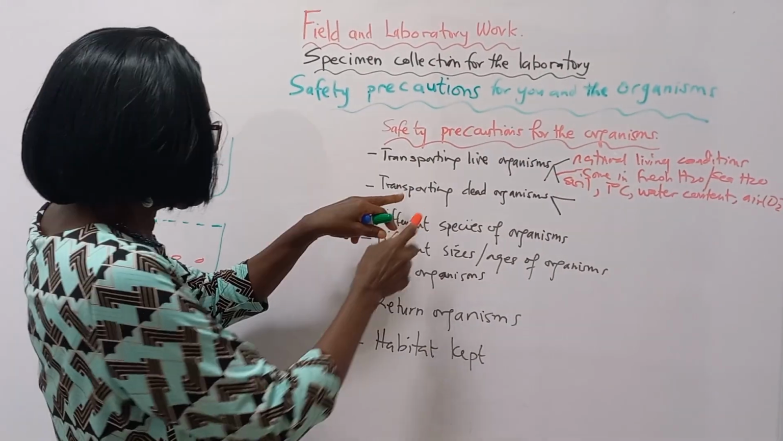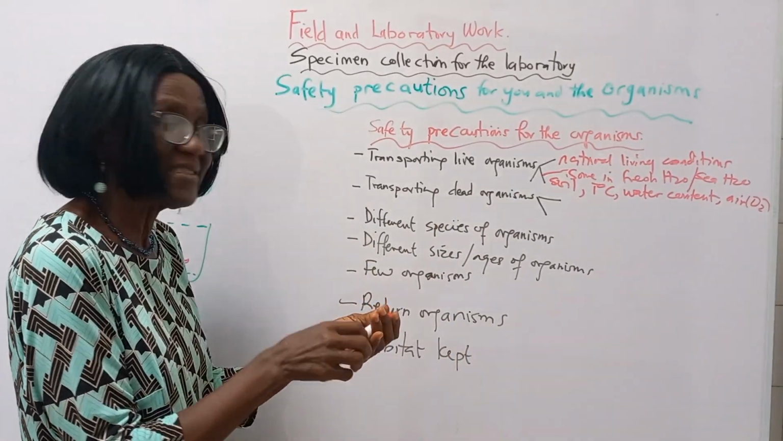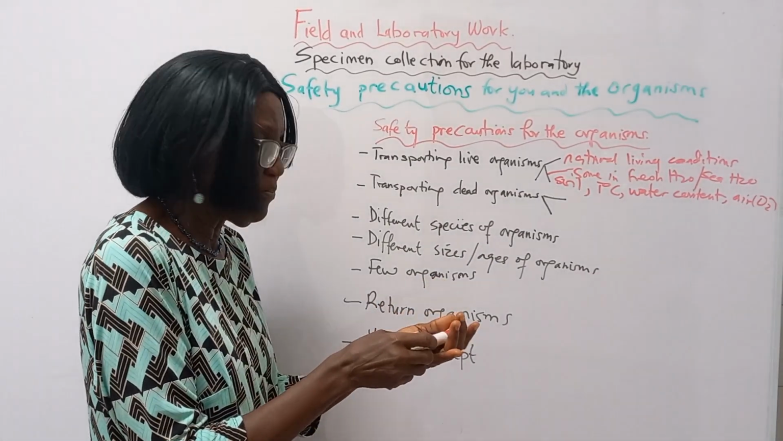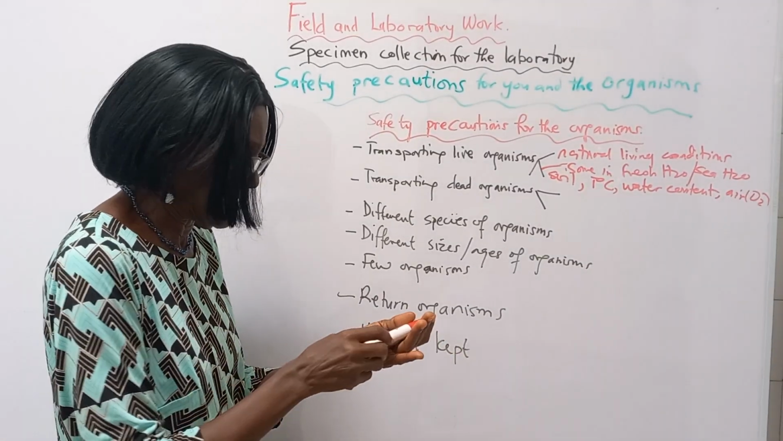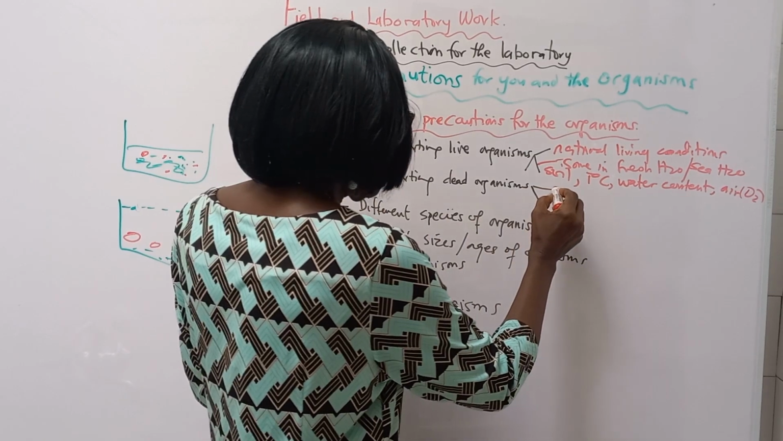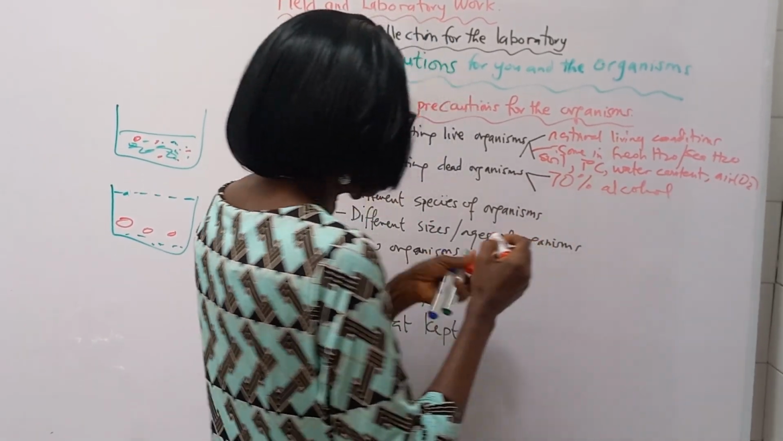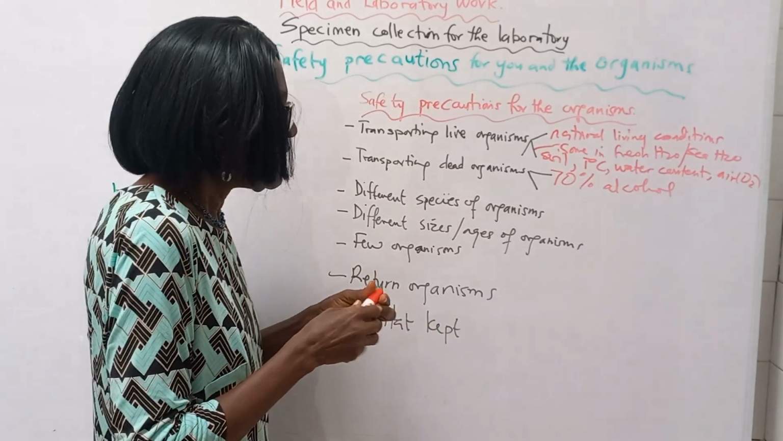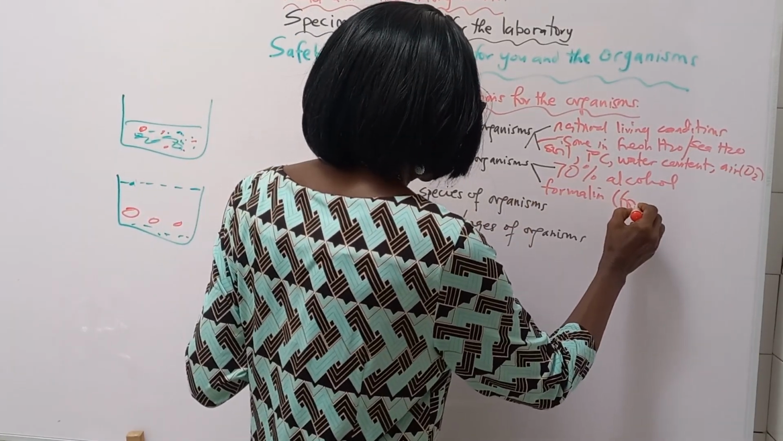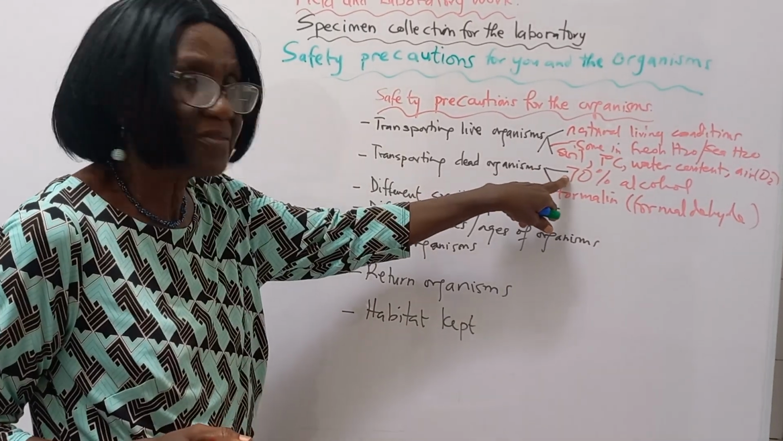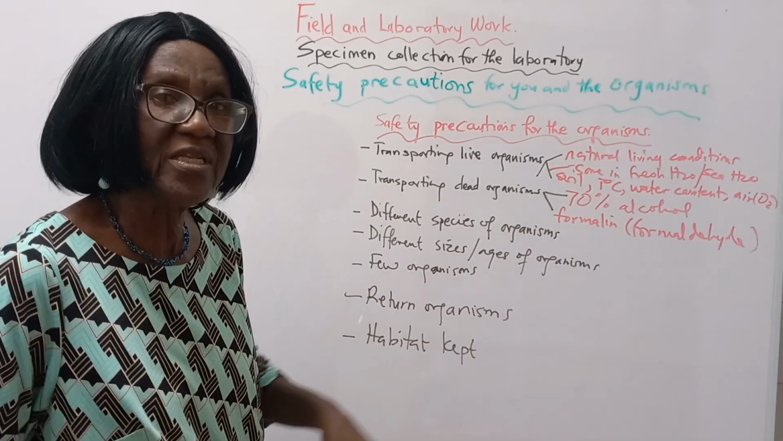Then, when you are transporting dead organisms, when they are picked and they die, they should be put in solutions that keep them from rotting. Tiny organisms like insects can be put in 70% alcohol. Large ones should be put in formaldehyde. That keeps the organisms preserved right in the field before they get into the lab.